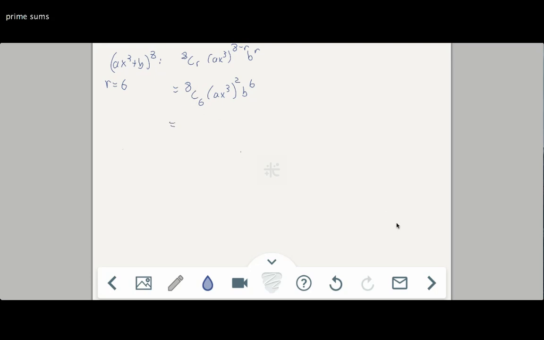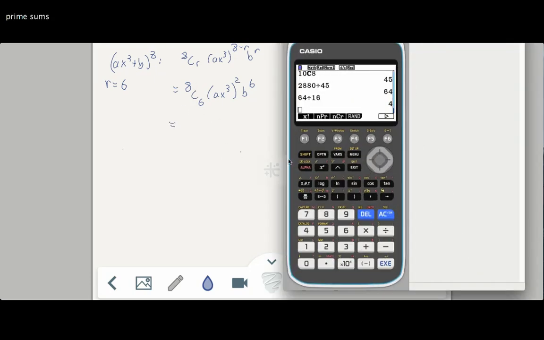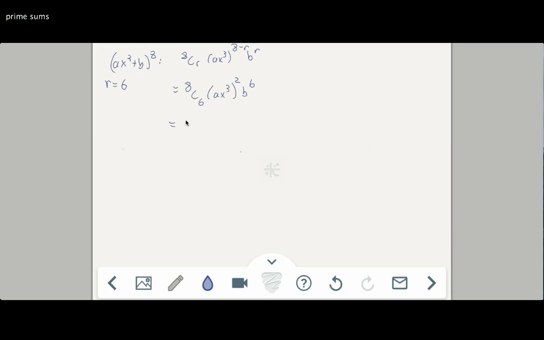What's 8 choose 6? We can do this in the calculator. If you go to option, go to the right, prob, we see n choose r. So 8 choose 6 is 28. So we have 28 times (ax^3) squared. Well, that's going to be a^2 times x^6.